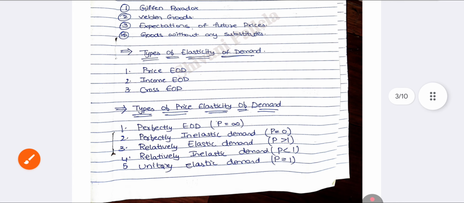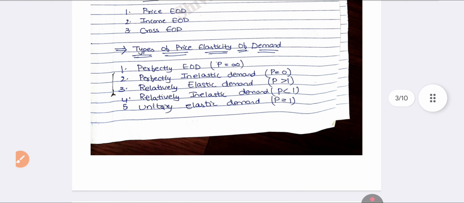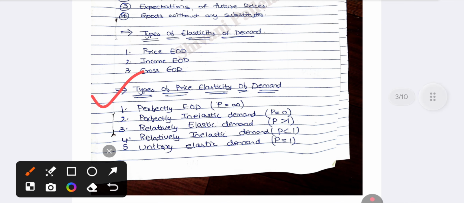If they are asking types of elasticity of demand, there are 3 types: price, income and cross elasticity of demand. Price elasticity, income elasticity and cross elasticity of demand. If they are specifically asking price elasticity of demand, there are 5 types in price elasticity of demand. This is one of the important questions.